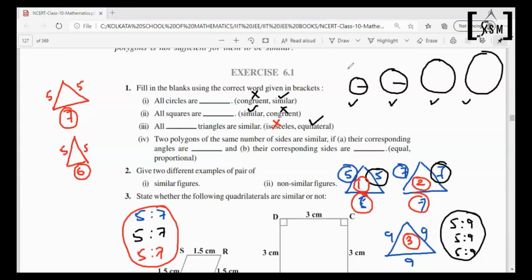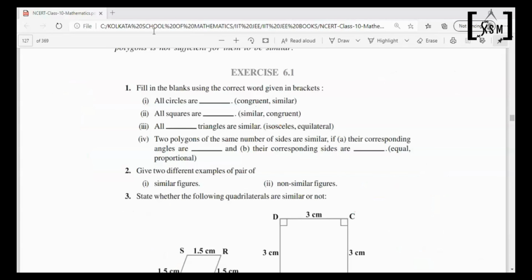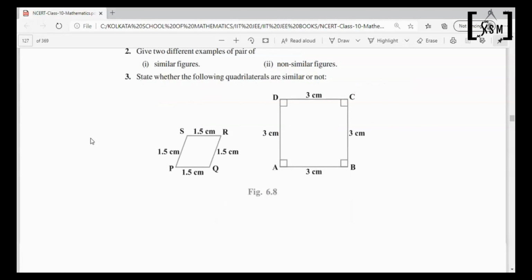Okay. Let's come to question number 3. Let me raise the screen. Tell me number 3, please. Yeah, they are similar because the ratio of the sides are similar. 1.5 is to 3, that is 2. So all the sides, the ratios are similar. So we can say that the quadrilaterals are similar.